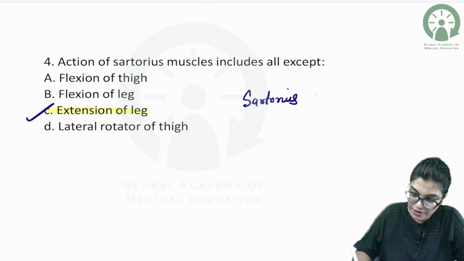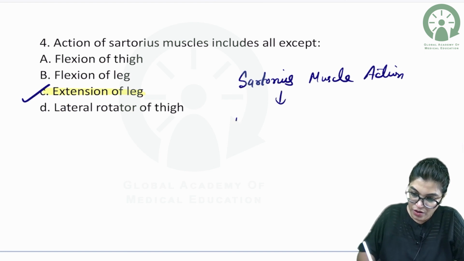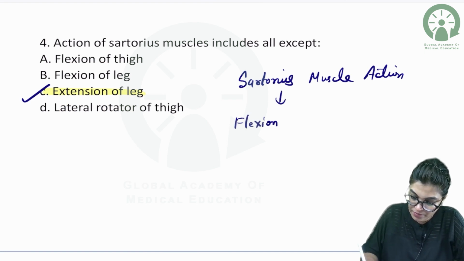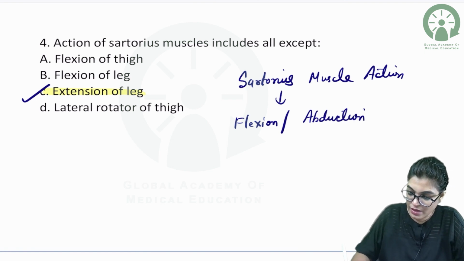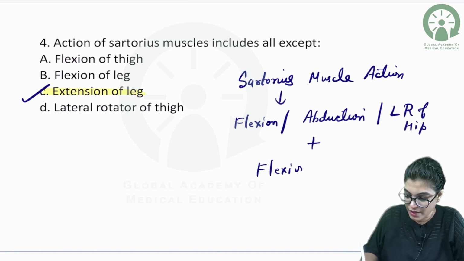Sartorius muscle action. The action of sartorius muscle is, it causes flexion, abduction and lateral rotation of hip. Along with it, it also causes flexion of knee.